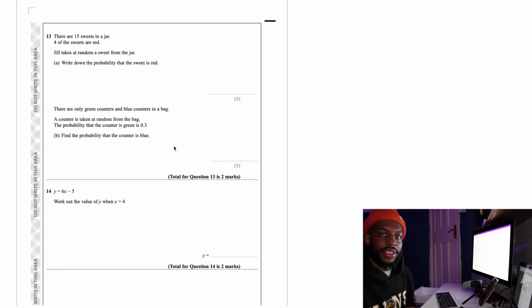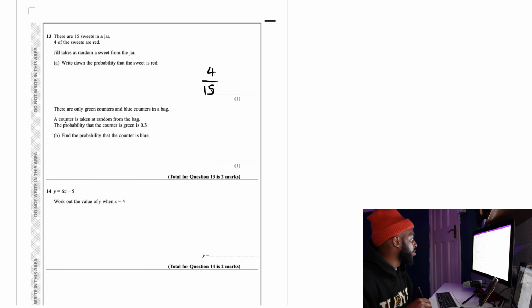Okay, we're looking at probability in this question. There are 15 sweets in a jar. 4 of the sweets are red. Jill takes a sweet at random from the jar. What's the probability that it's red? Well, there are 4 red sweets, and altogether there are 15 sweets in the jar. So 4 15ths.